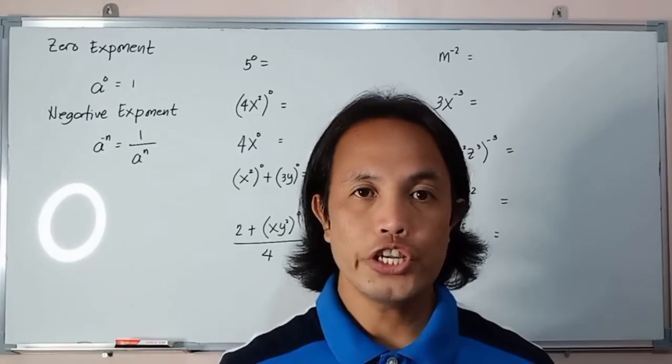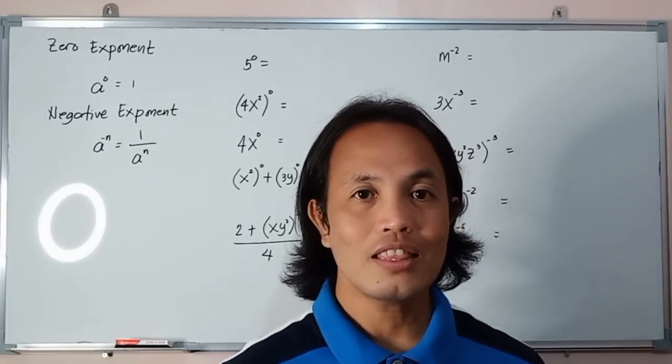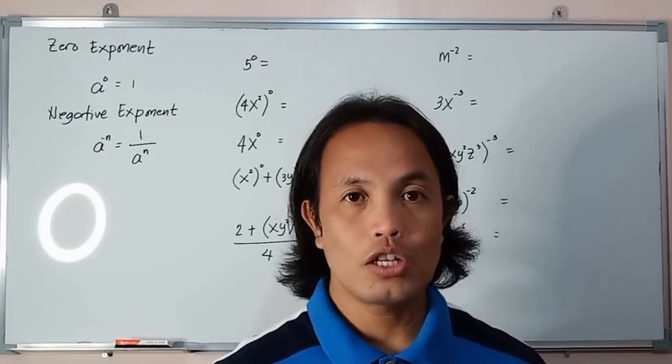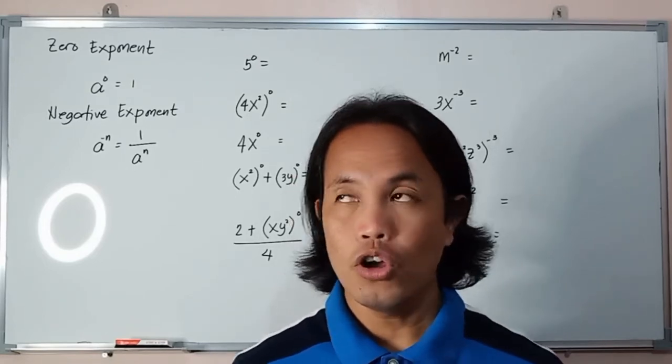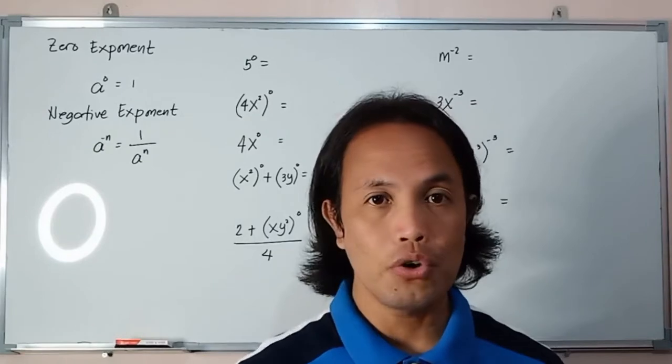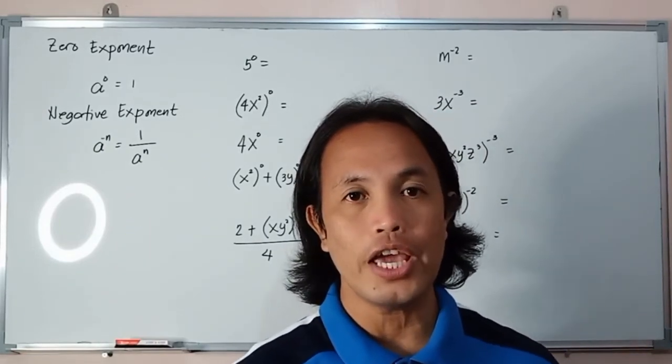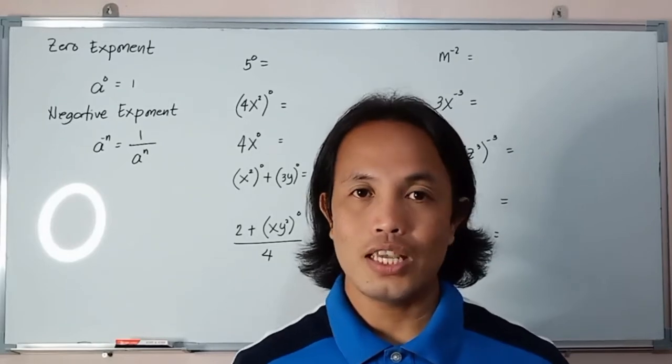According to the law on zero exponent, any number raised to 0 is just equal to 1. So, if we have a raised to 0, that is equal to 1. Any number that is represented by letter a raised to 0 is just equal to 1.